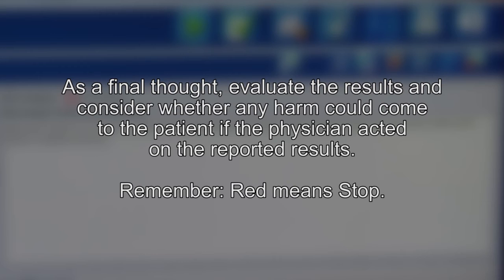As a final thought, evaluate the results and consider whether any harm could come to a patient if the physician acted on the reported results. Remember, red means stop.